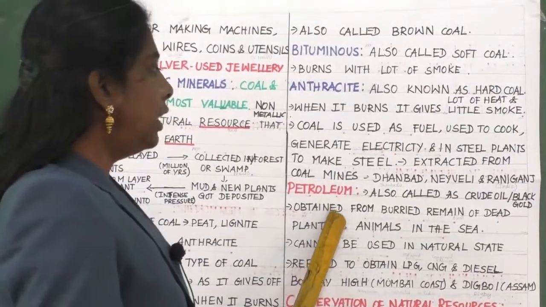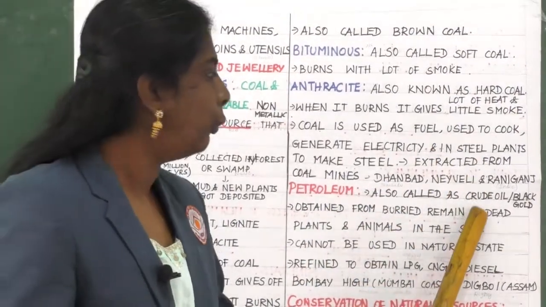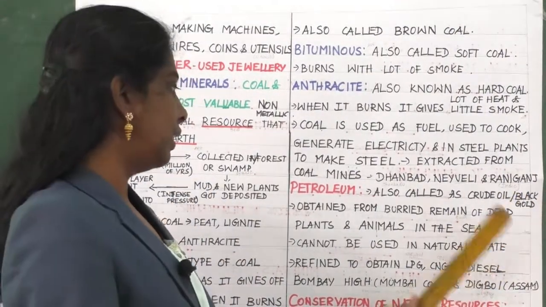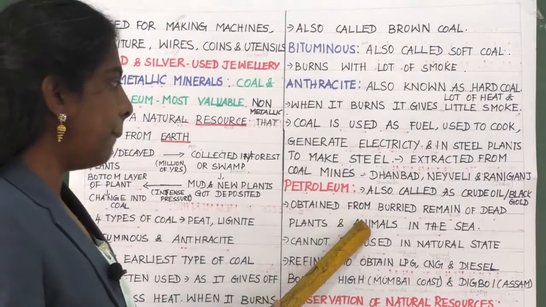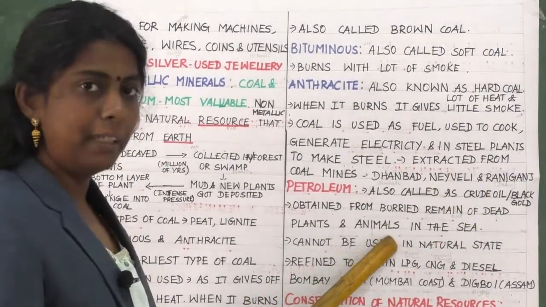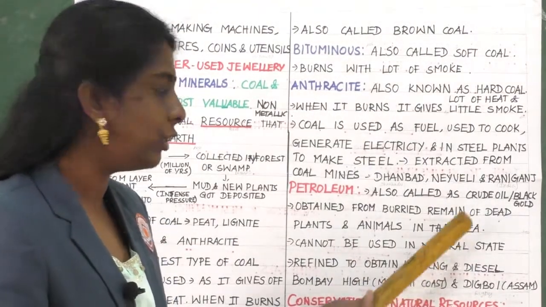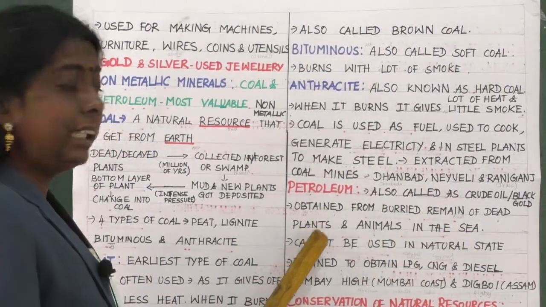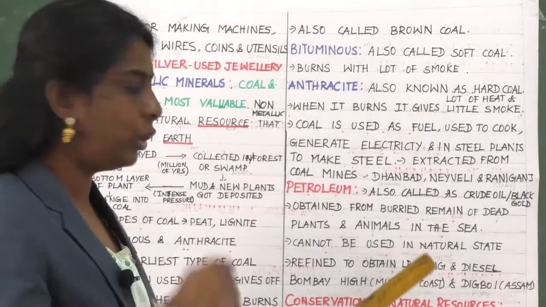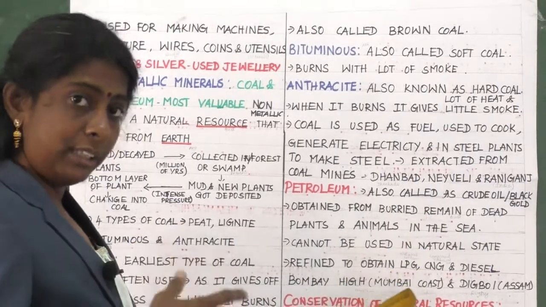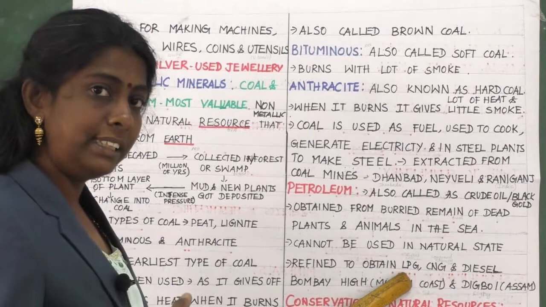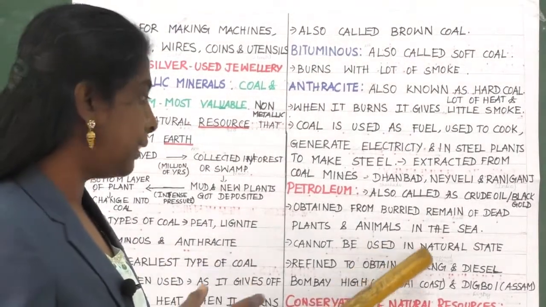Now let us learn about petroleum. Petroleum is also called crude oil or black gold. It is obtained from buried remains of dead plants and animals in the sea. Clear, children? Yes. Then it cannot be used in the natural state. As such we cannot use it.